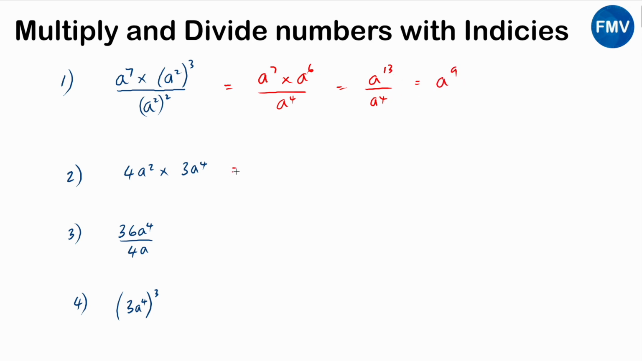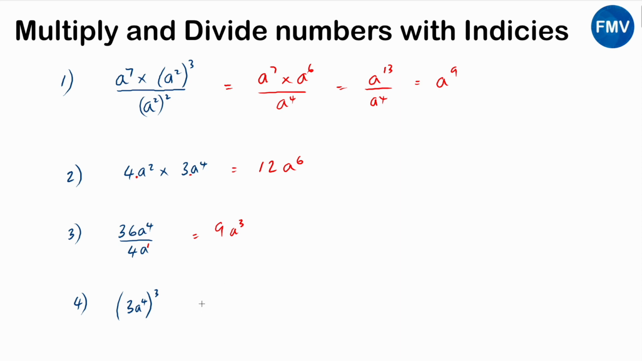This one here, what I would suggest you do is recognize that actually, although there's no multiplication shown here, they are multiplied. So you've got 4 times 3 is 12. Base numbers are the same, and then we are multiplying, so we've got 2 add 4 is 6. So we have 12a to the power of 6. Similar here, first thing here, that a has no power, so we need to recognize its power is 1. 36 divided by 4 is 9, and a to the power of 4 divided by a to the power of 1 is a to the power of 3.